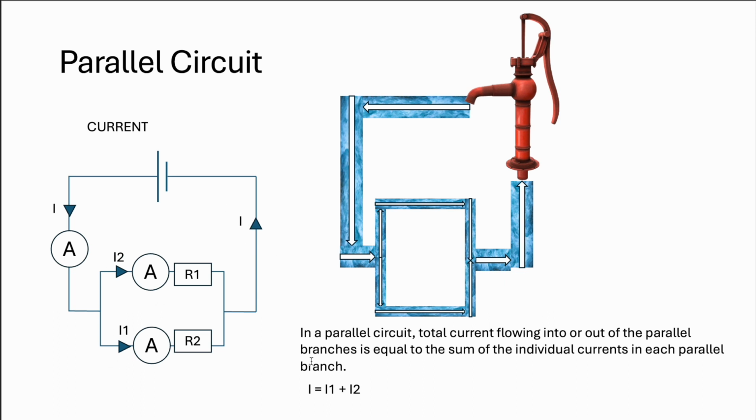And then they'll join back together to achieve the original amount of current again. Then it'll flow back to the battery. Okay, so now that's for current.